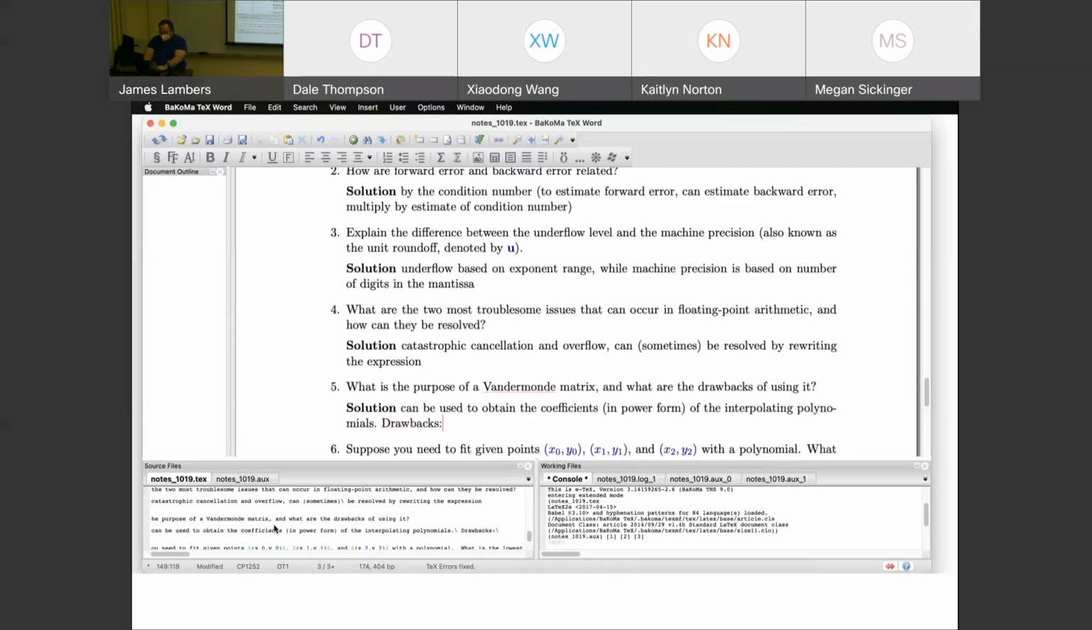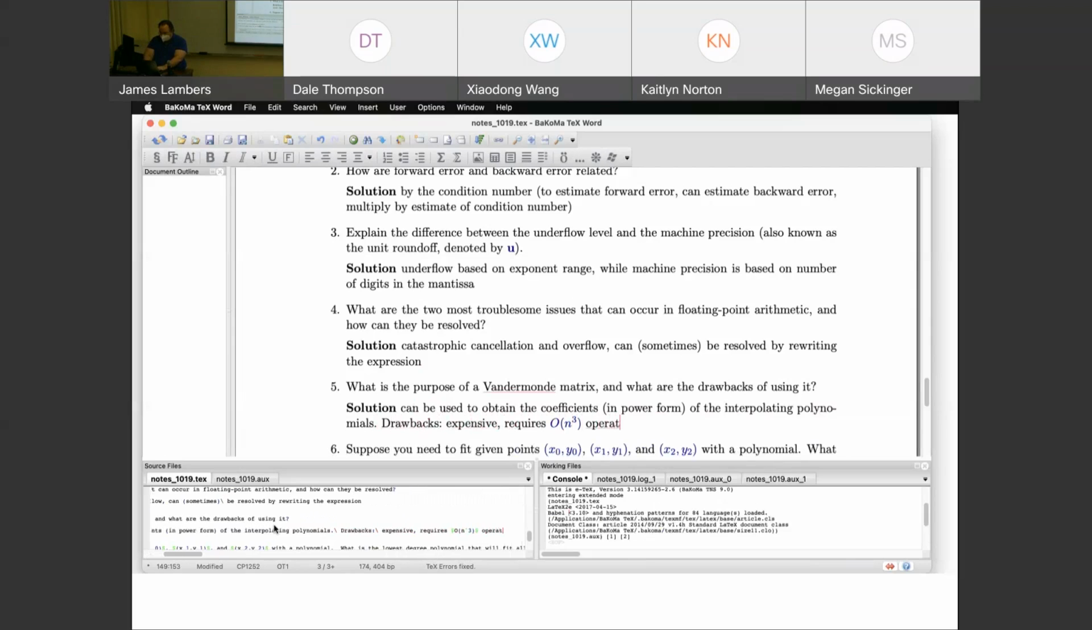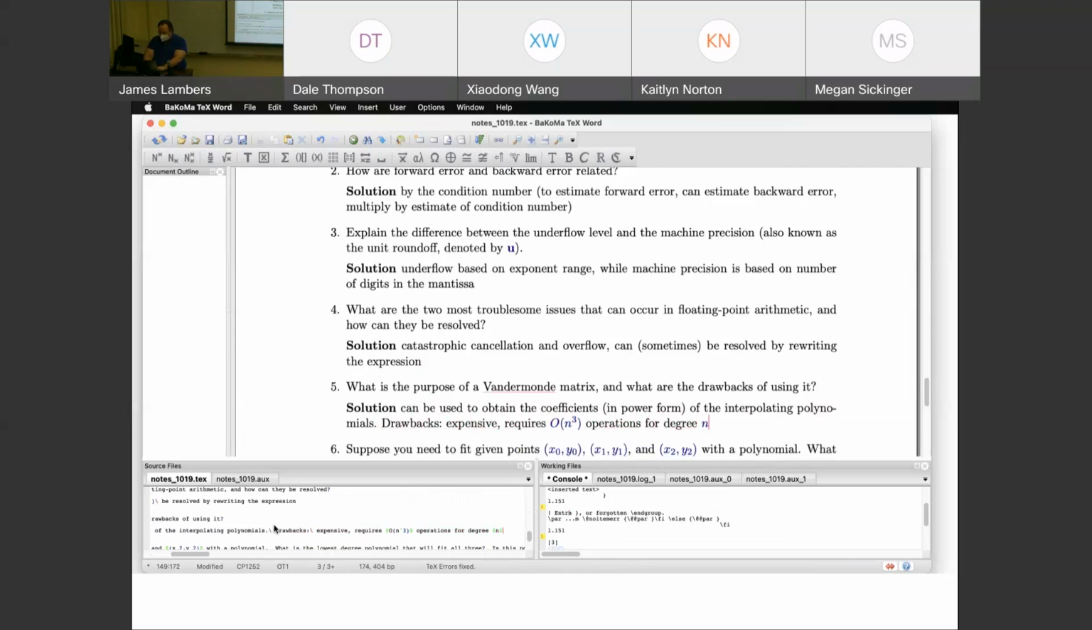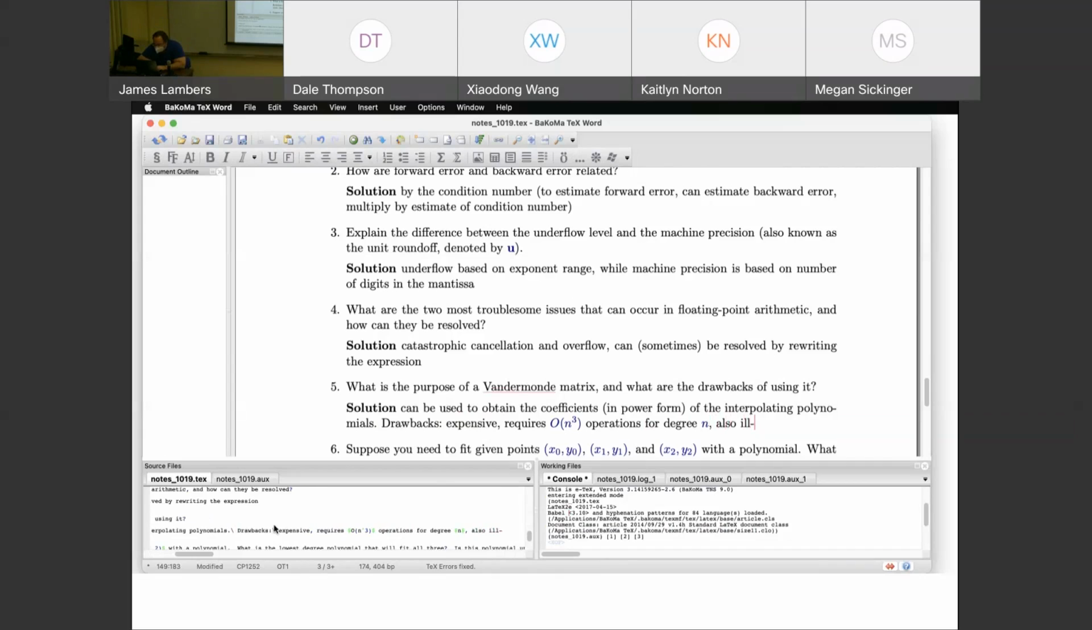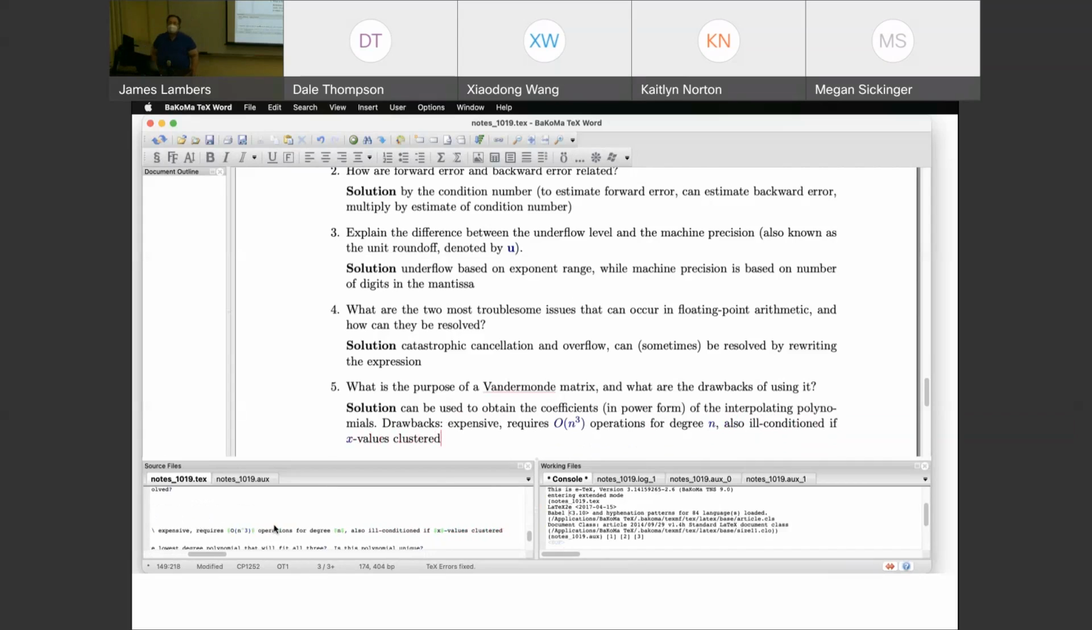The drawbacks: it's expensive to compute the coefficients in this manner, n-cubed operations for a degree n polynomial, whereas if you use either Lagrange interpolation or Newton interpolation, you get the whole polynomial in n-squared operations. So a whole order of magnitude can be shaved off. Also, if the x values are close together, then the Vandermonde matrix is ill conditioned.